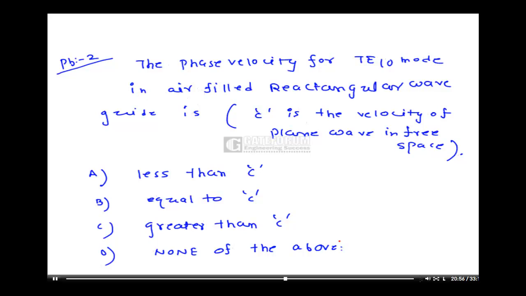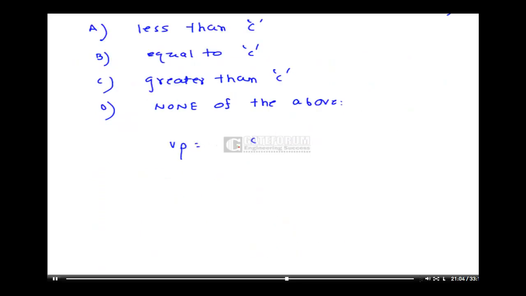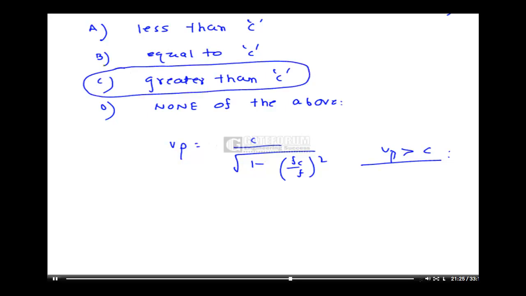So this is a very good question. We already discussed the concept. We know that phase velocity is equal to c by square root of 1 minus fc by f whole square. Phase velocity is greater than c for a given value of f. So here they are asking the phase velocity for TE10 mode in an air-filled rectangular waveguide, and obviously it is greater than c. But the phase velocity is greater than the speed of light in vacuum.